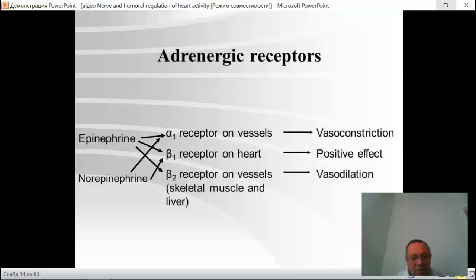With beta 2 receptors, epinephrine only has connection, and like results give the opposite effect, vasodilation. This effect is present in skeletal muscles and liver.